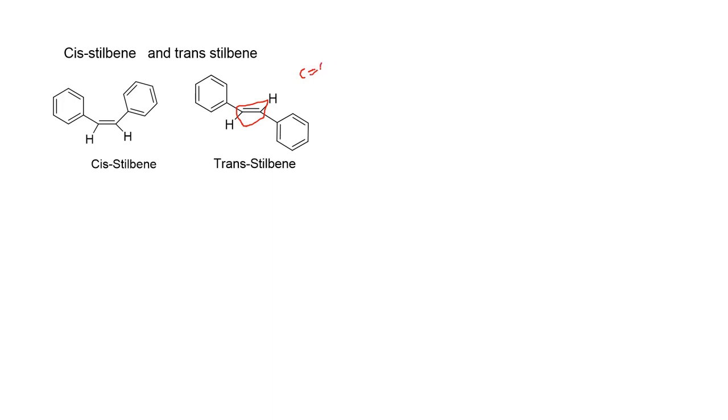The C=C stretch will not appear in the IR spectrum of trans-stilbene, while in cis-stilbene this carbon-carbon double bond stretch will appear at approximately 1600 cm⁻¹. That is how we can distinguish cis-stilbene and trans-stilbene.